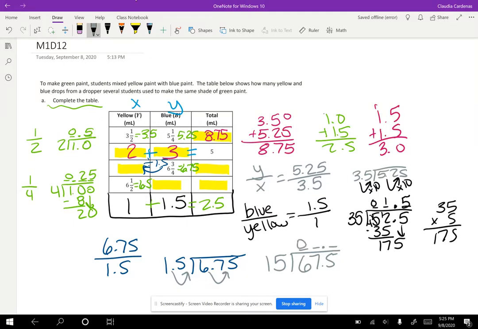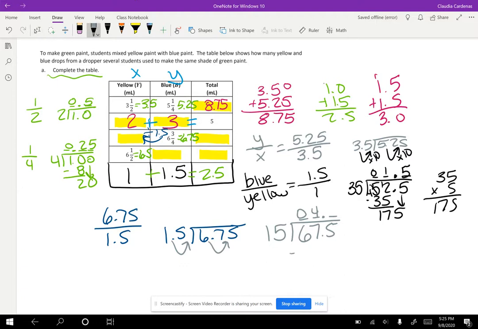So 15 goes into 67 4 times. Bring down the 5, and then that is actually 5 times. And you can always double check my work here in a bit if you doubt me, but we get a total of 4.5 milliliters of yellow paint. So we can add that to our table, and we can always double check by doing the opposite and multiplying 4.5 times 1.5 to make sure that we are correct.